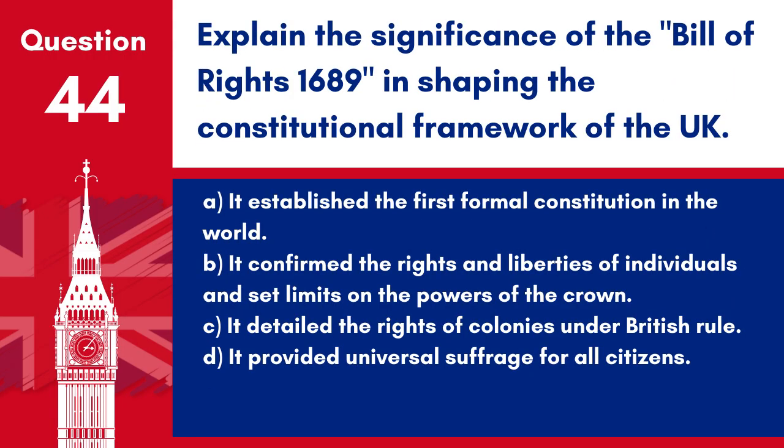Question 44. Explain the significance of the Bill of Rights 1689 in shaping the constitutional framework of the UK. A. It established the first formal constitution in the world. B. It confirmed the rights and liberties of individuals and set limits on the powers of the Crown. C. It detailed the rights of colonies under British rule. D. It provided universal suffrage for all citizens.